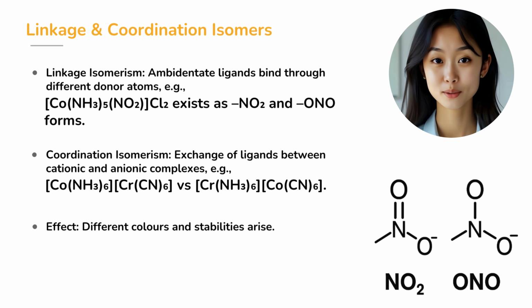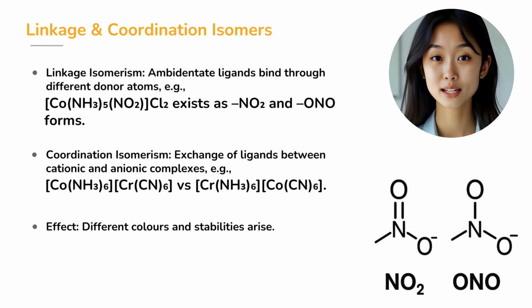For example, the complex written as [Co(NH3)5NO2]Cl2. Here, the nitro group can attach either through nitrogen, giving the nitro form, or through oxygen, giving the nitrito form. So the same compound can exist in different versions just by changing the binding atom. Isn't that cool?